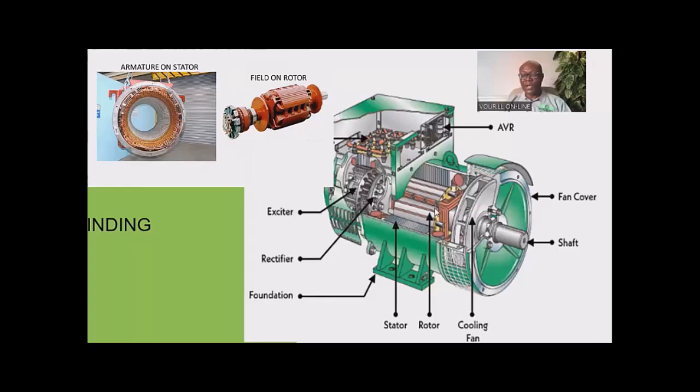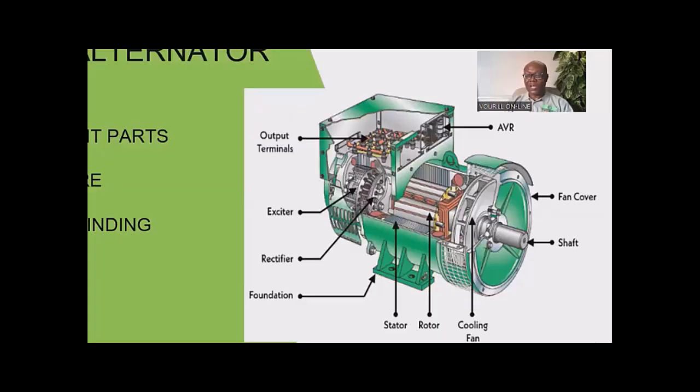So when the main field winding receives that DC voltage, it will be magnetized. Once it is magnetized, since it's rotating, it will be able to induce that EMF that we require into the armature. This end of the shaft is connected to our prime mover, any of them that we earlier explained, whether your gas engine, your gas turbine, your diesel engine, or your steam turbine, whichever. So that is what happens.